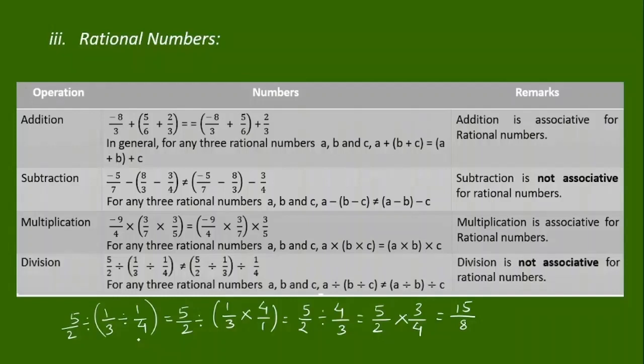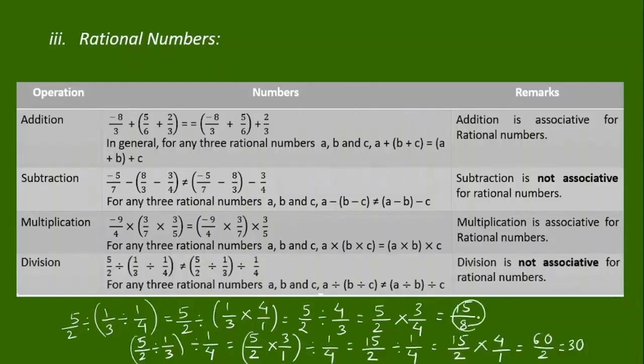Now let us see the RHS side. 5 by 2 divided by 1 upon 3, this is inside the parenthesis and here we have 1 upon 4. So this will give us 5 by 2 into 3 by 1, again divided by 1 by 4. So on the LHS side we are getting 15 upon 8 and on the RHS side we are getting 30. Okay, so these two numbers are not equal.